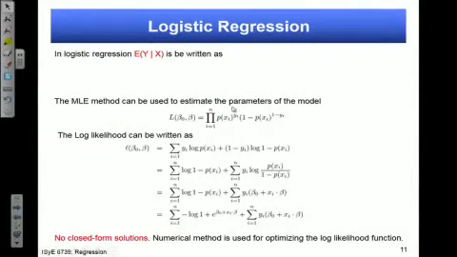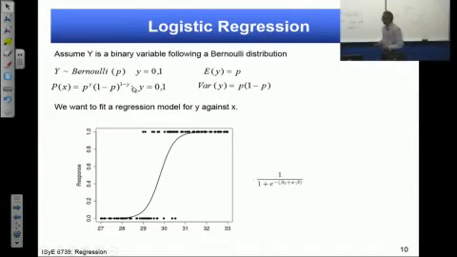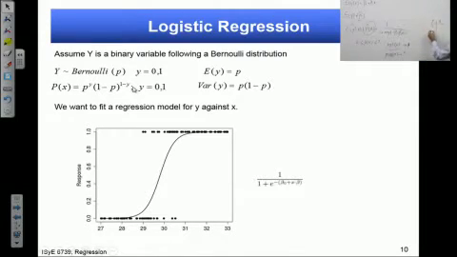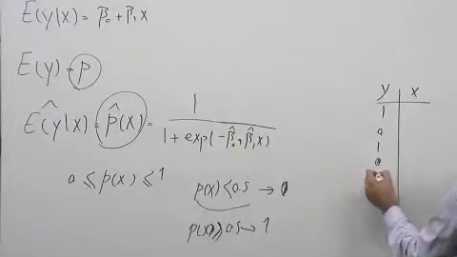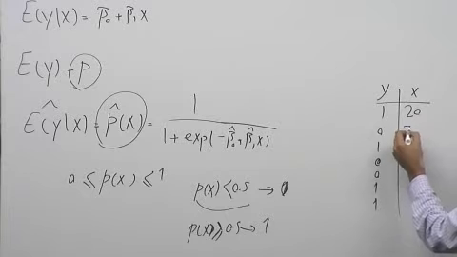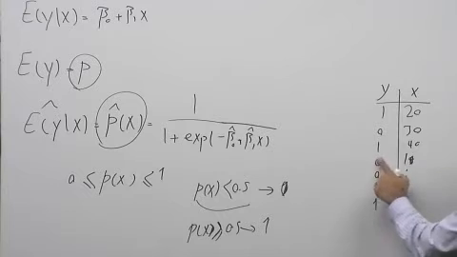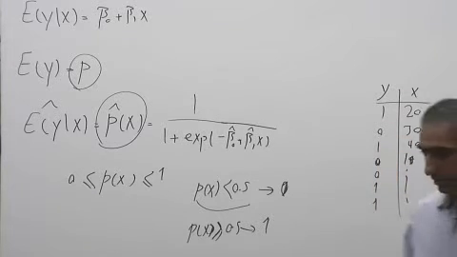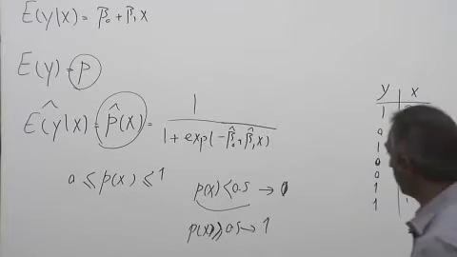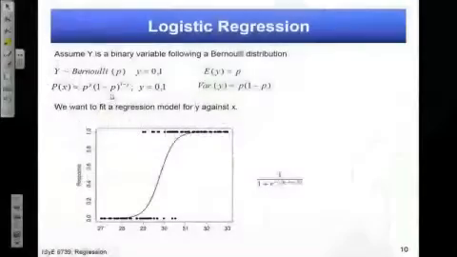Remember, this is the probability mass function, p to the power of y, times 1 minus p to the power of 1 minus y. Okay? So I have a set of data, y and x's: 1, 0, 0, 1, and I have the corresponding x: 20, 30, 40, 10, and so on. So I have this pair of data. I want to use this data for estimating our beta 0 and beta 1. Okay, this is basically the PMF.